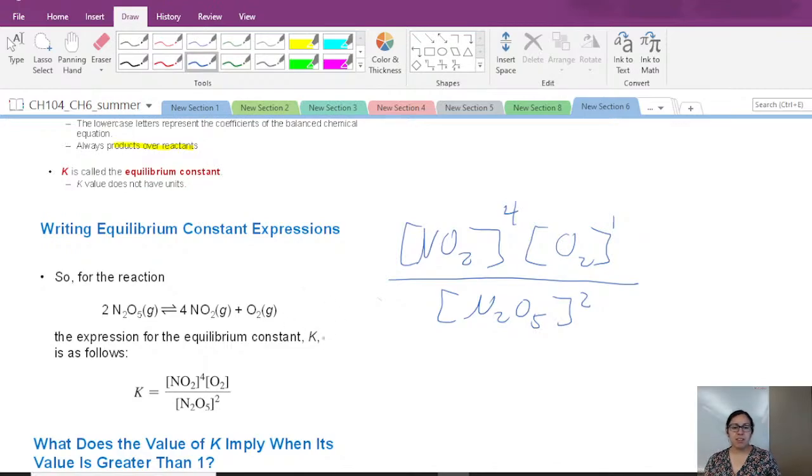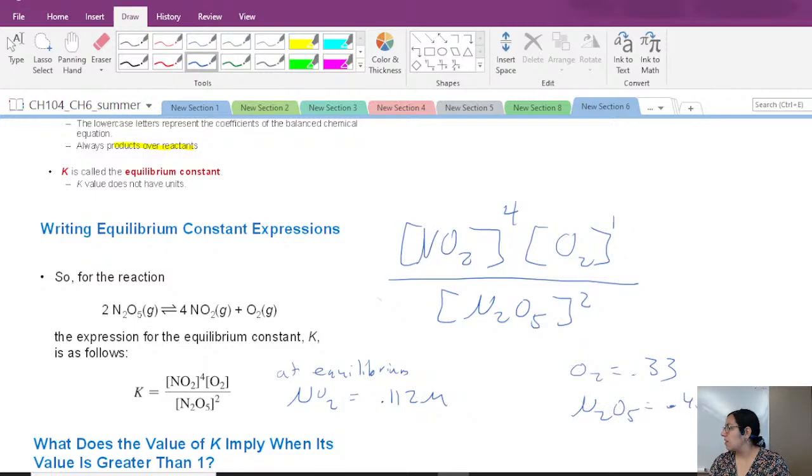And so you might have to plug in some values. The next step would be, at equilibrium, NO2 has a concentration of 0.112 molarity, O2 is 0.33, N2O5 is 0.45. I'm just making them up. I was just giving you an example. So on a test, we could say at equilibrium, whatever, and then you just plug it in. That's all I'm saying.